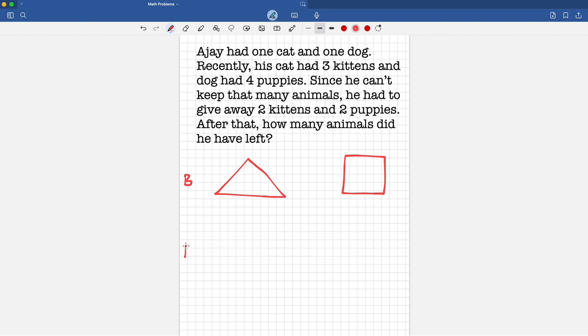What happened after that? Now we see that the cat, so this is the dog and this is the cat. The cat gave birth to 3 kittens. So let's draw 3 small squares. Okay, and the dog gave 4 puppies.